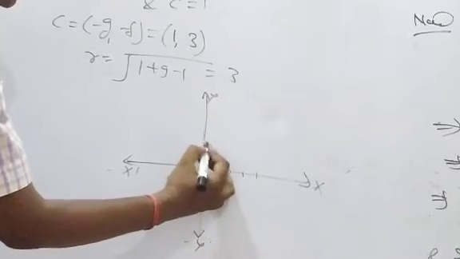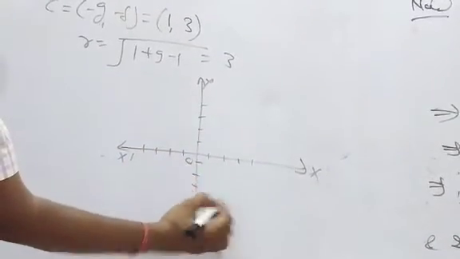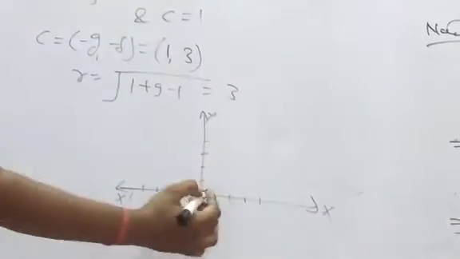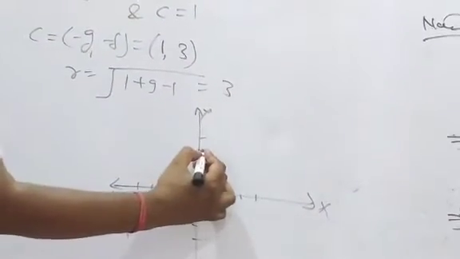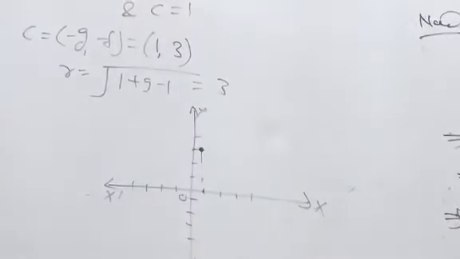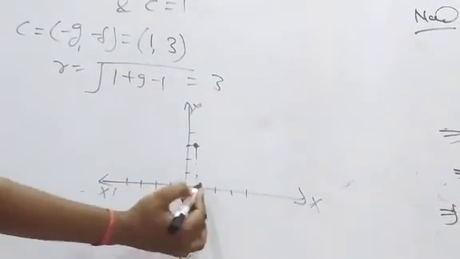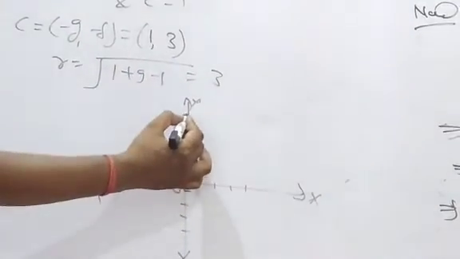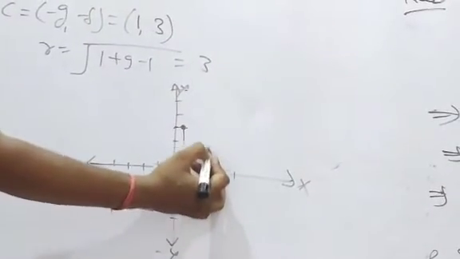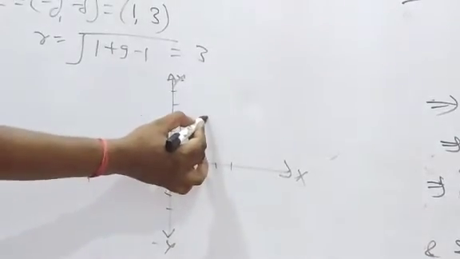1, 2, 3, 4 on each axis. Clear? Then here x is equal to 1, y is equal to what? 3. Clear? Radius is equal to what? 3. Means 1, 2, 3 here, and 1, 2, 3 here. Also here 1, 2, 3, and 1, 2, 3 here. Clear?